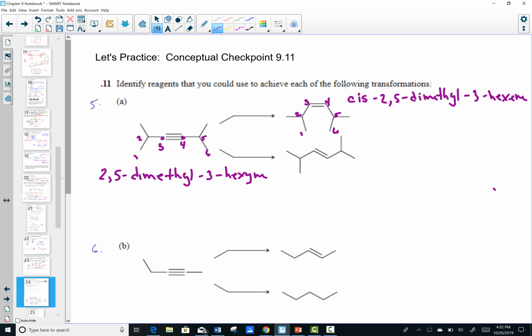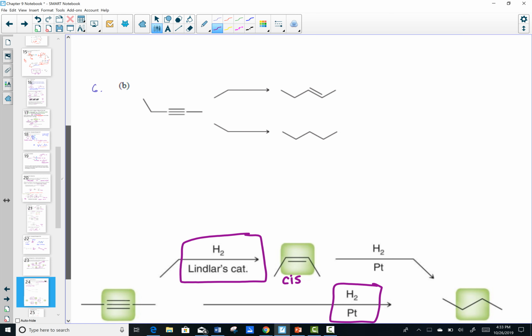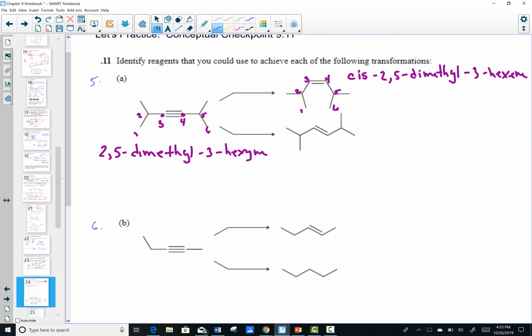And now what gives us that cis configuration? I know that you've got there already. You said, well, that's hydrogen and Lindlar's catalyst. So those are the choices I would place on the arrow to create this particular product: the Lindlar's catalyst in the presence of hydrogen.